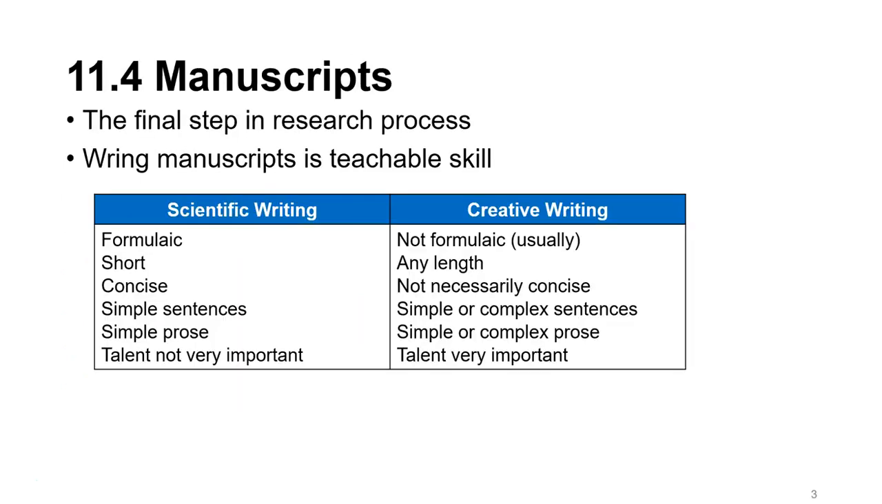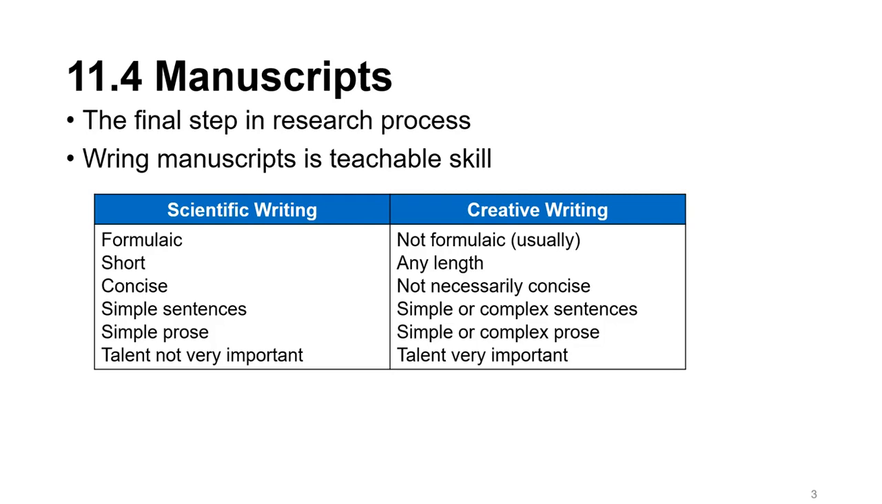Section 11.4, Manuscripts. Writing a manuscript is the final step in the research process. Although it may be scary to some people, writing manuscripts is really a teachable skill. So scientific writing is formulaic. There's a specific set of steps that you can follow in order to write. It is short, concise, and includes very simple sentences and simple prose where talent is not very important.